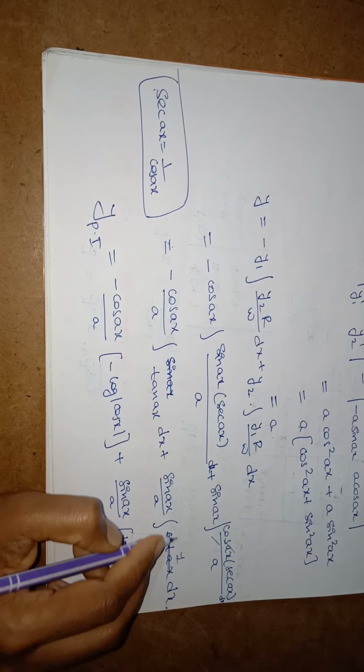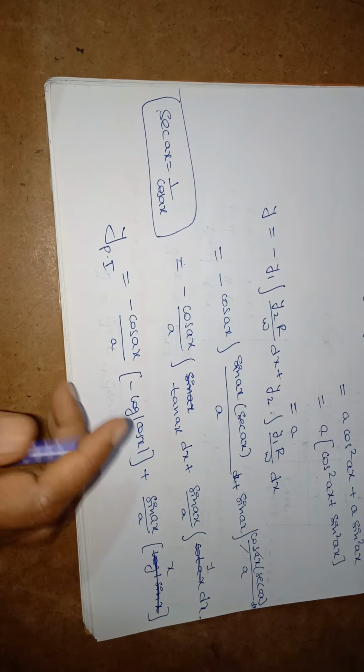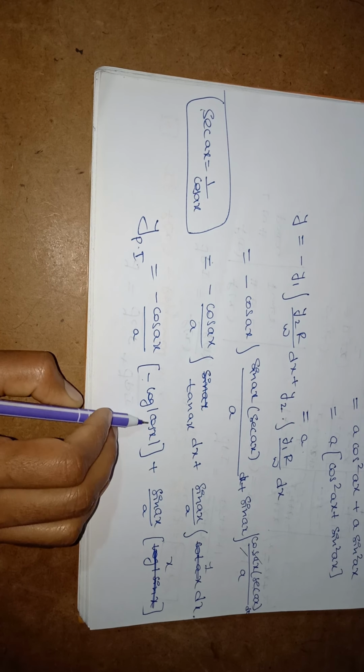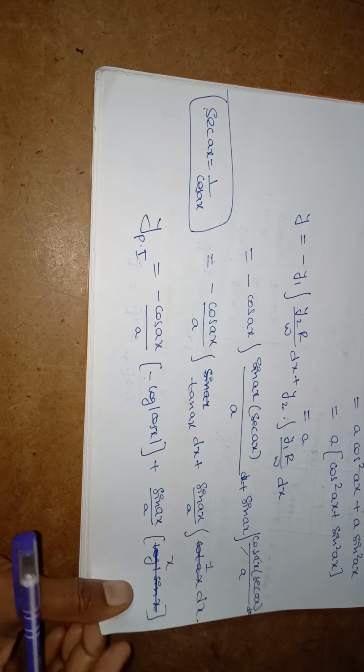Now integration of 1 dx is x. Please correct this one. And integration of tan x is minus log mod cos x. This is the particular integral.